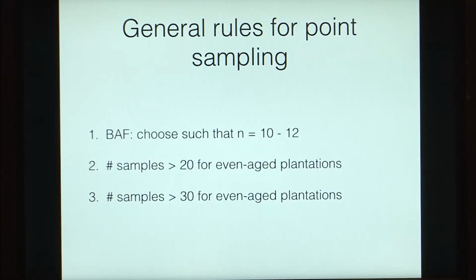10 to 12 is the most manageable number. The number of samples that we require should be greater than 20 in the case of even aged plantations, and greater than 30 for uneven aged plantations.